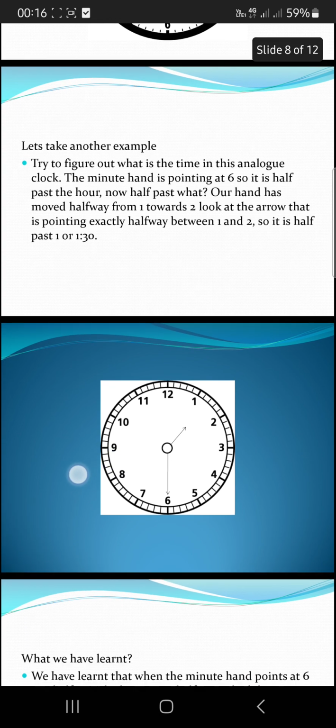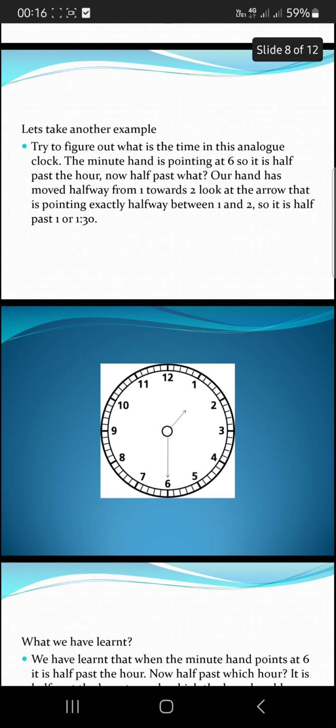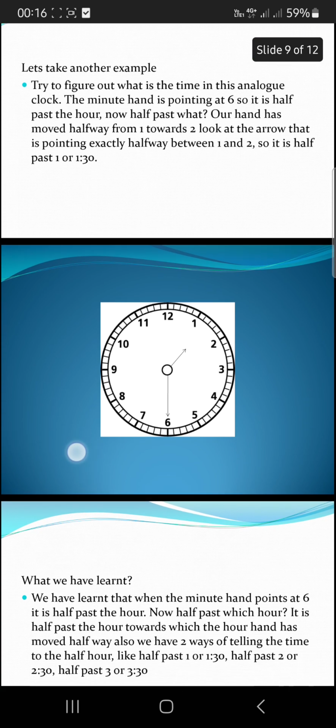Let's take another example. Try to figure out what is the time in this analog clock on the next slide. The minute hand is pointing at 6, so it is half past the hour. Now, half past what? That's our question. The hour hand has moved halfway from 1 towards 2. Look at the arrow, the black one. That is pointing exactly halfway between 1 and 2. And the long one is pointing at 6. So it is half past 1.